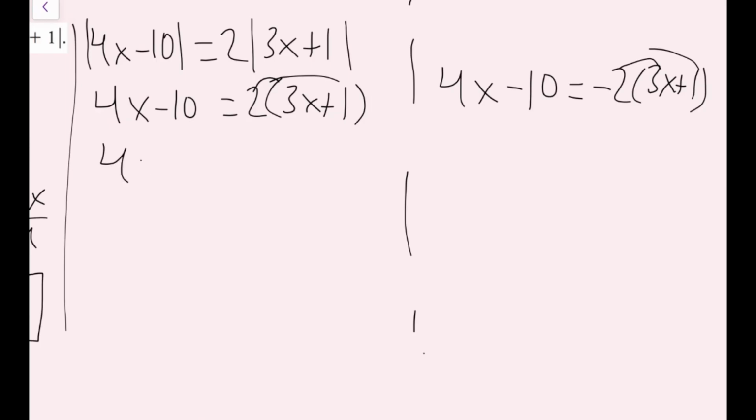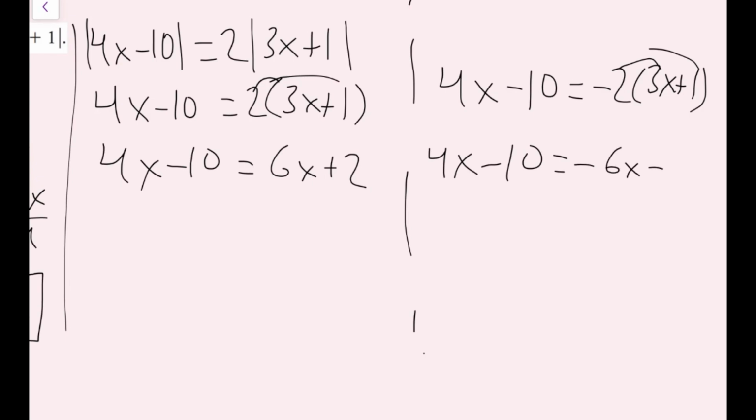So I'm going to bring this down. 4x minus 10 equals 6x plus 2, and then 4x minus 10 equals negative 6x minus 2. Now my equations are slightly different, but I'm going to solve the same steps. So here I'm going to get rid of this 6x, and over here I'll get rid of the negative 6x. So I'm going to subtract 6x here and add 6x here.